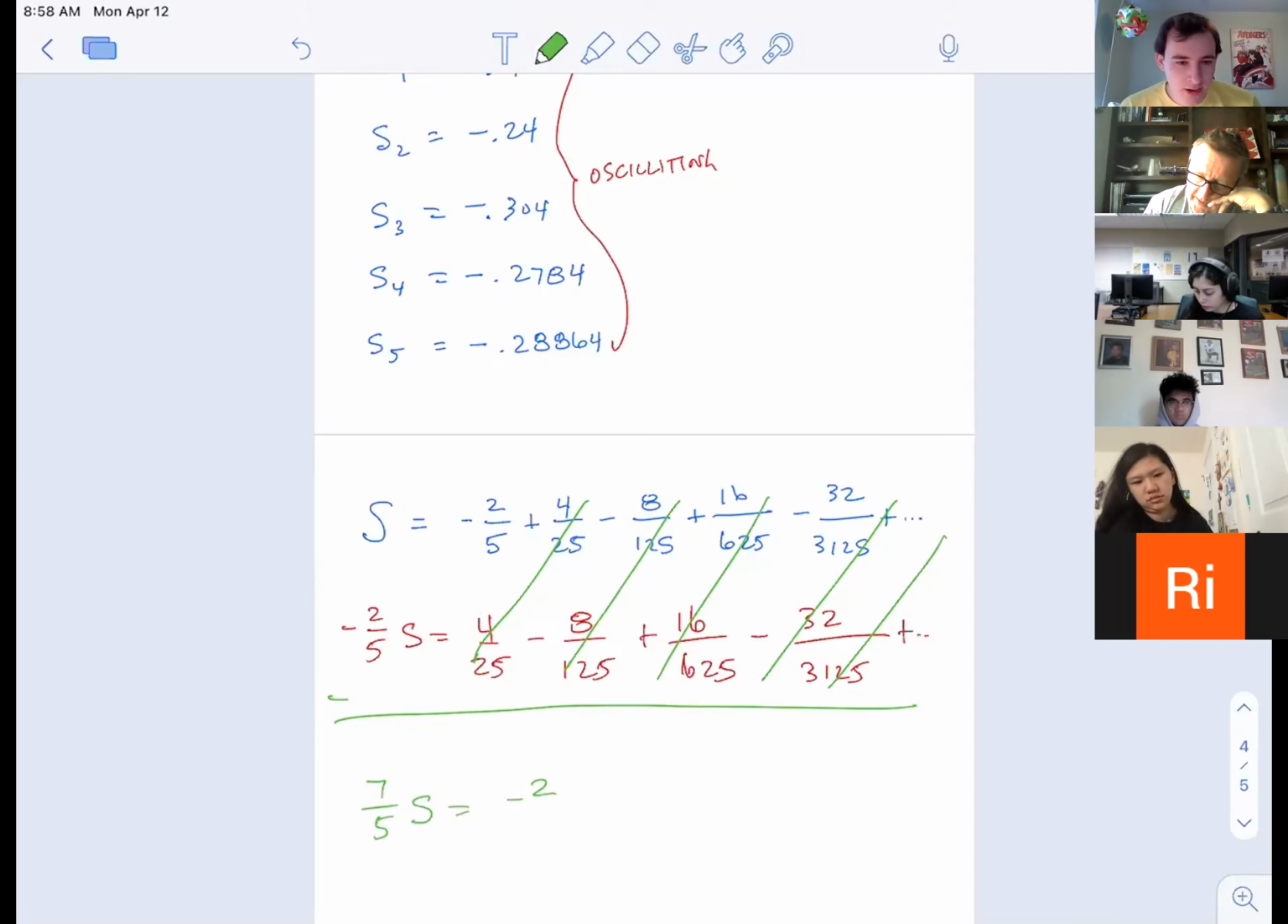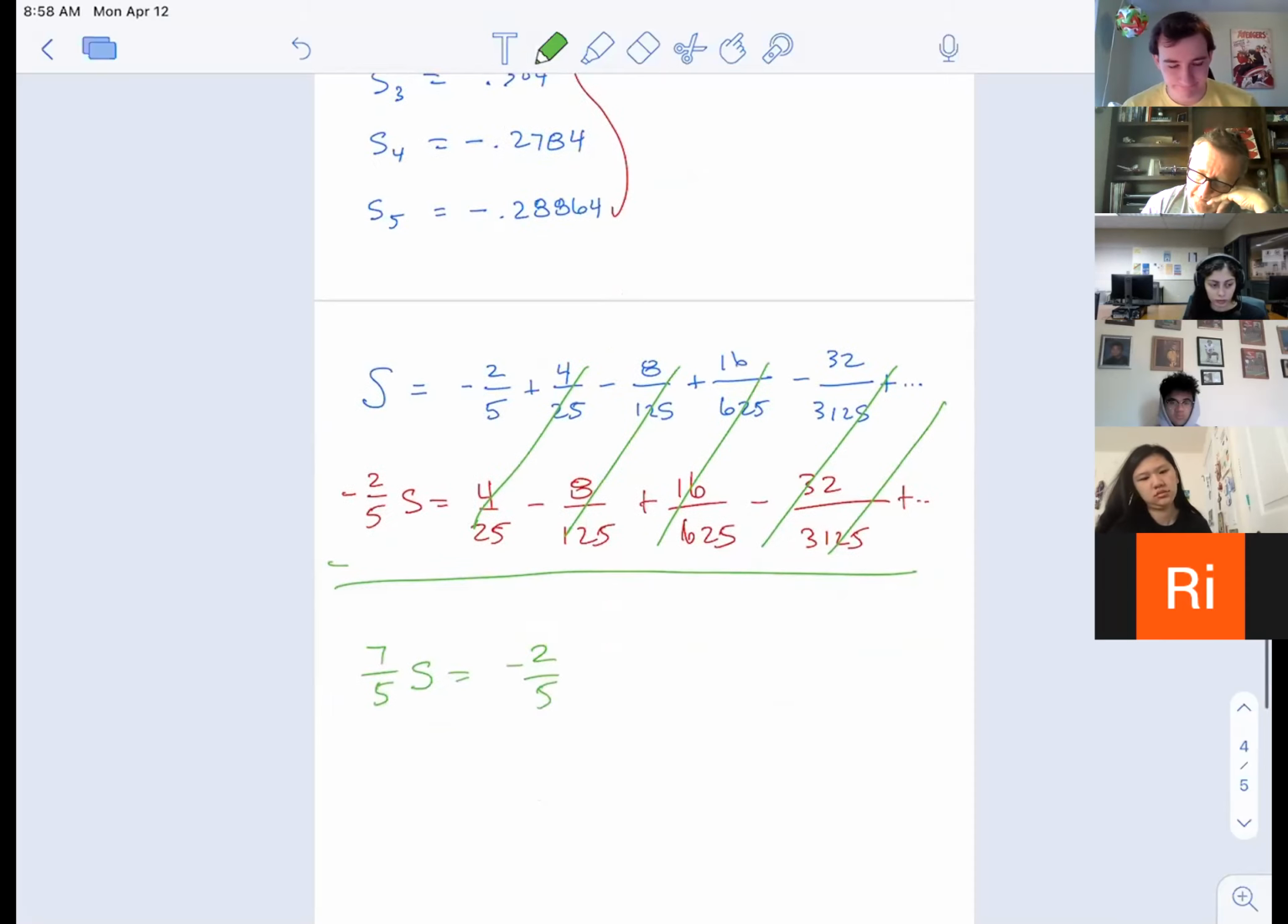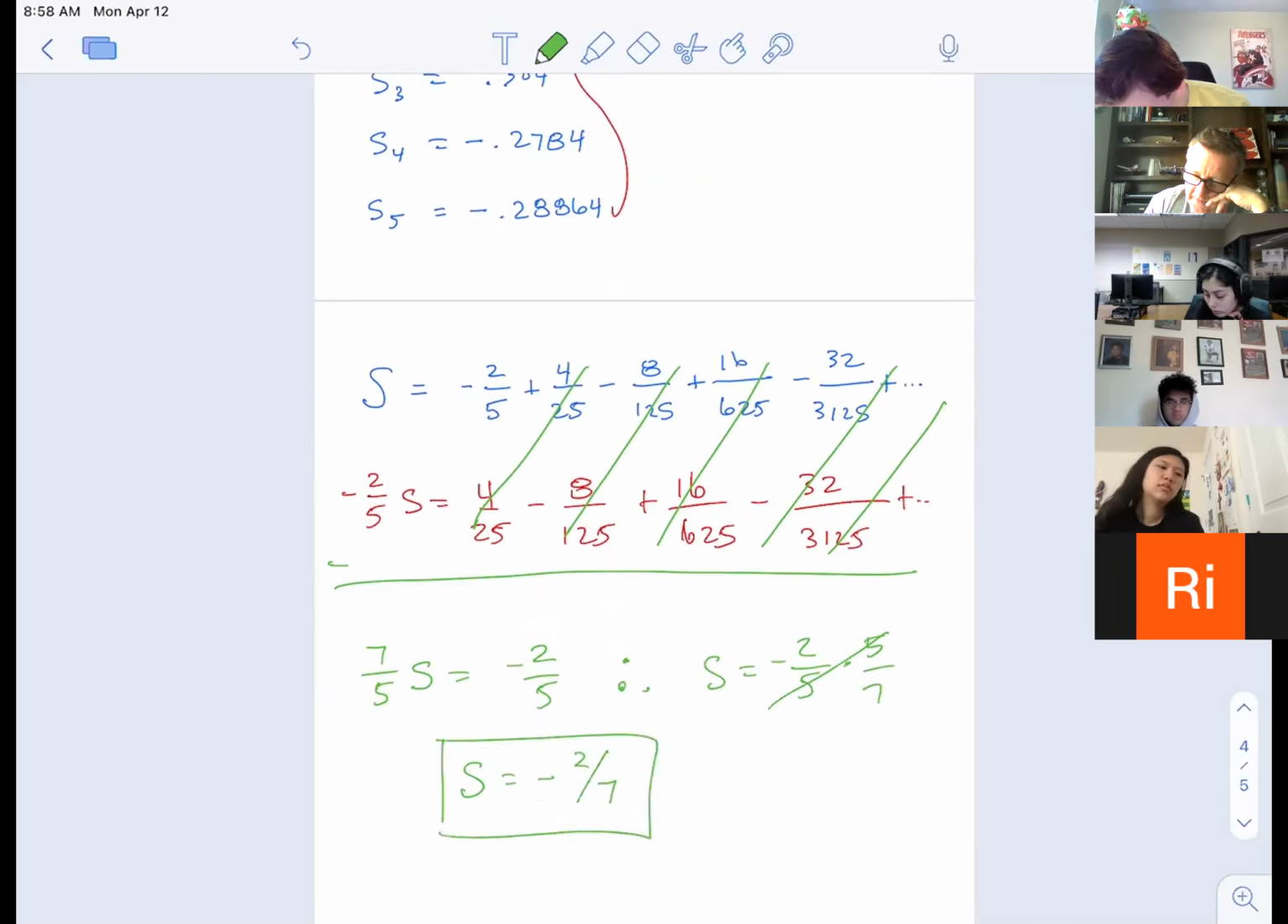And on the other side, I have -2/5. Hence, s equals -2/5 times not 7/5, but 5/7. I agree with you, Raymond. So s does appear to approach the limit of -2/7. So indeed it does converge. Not only does it converge, we even know what it converges to. That is awesome. So it didn't really matter. Isn't that kind of cool? It didn't make any difference that one was negative.